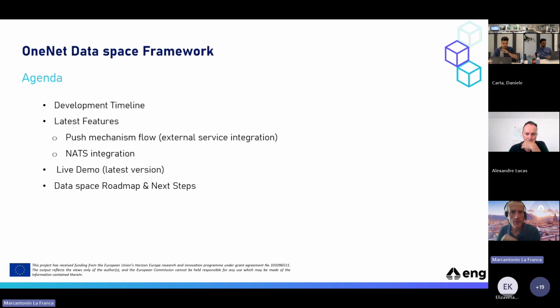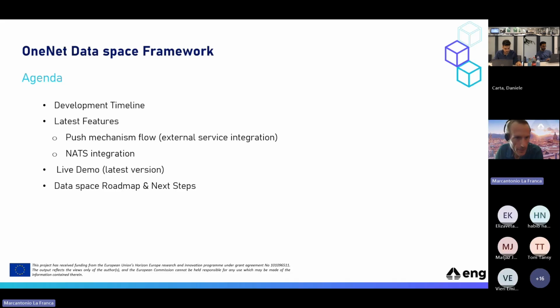In particular, the agenda includes the development timeline to show how the project has progressed over time. Then we go through the latest main features and innovations that have been introduced in InterSTORE. We'll take a closer look at specific improvements, including the push mechanism flow and the NATS integration. After that, we will see some future roadmap for the data space framework. And finally, we will go with the live demo of the latest version to show the current state of the framework in action.